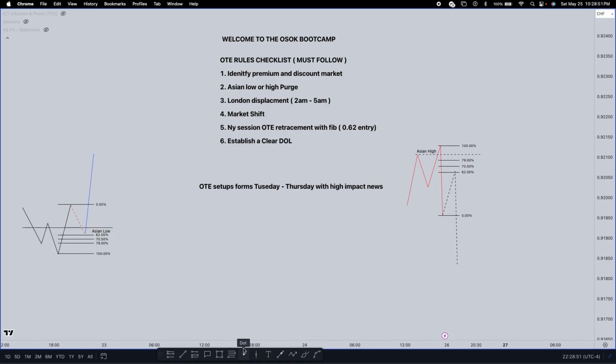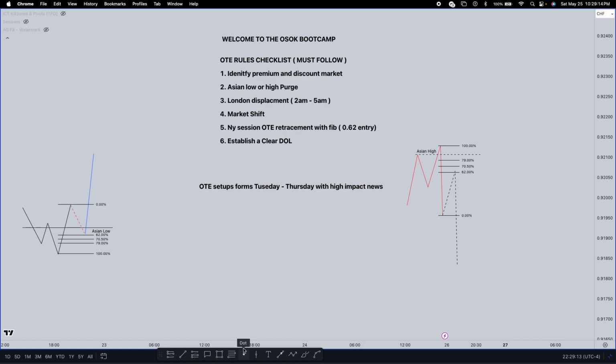The first rule we should be looking for with the OTE checklist is to identify premium and discount market. I'm just giving you a very quick description of premium and discount. I will do a separate video on this. I think this is going to be day 3. No, this is going to be day 2 video's topic.